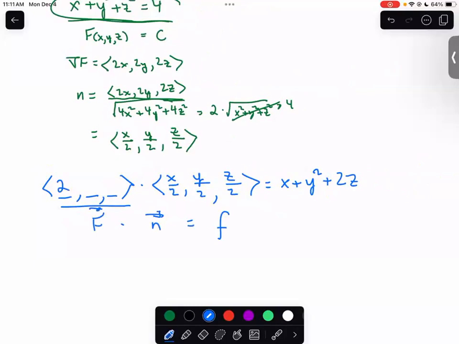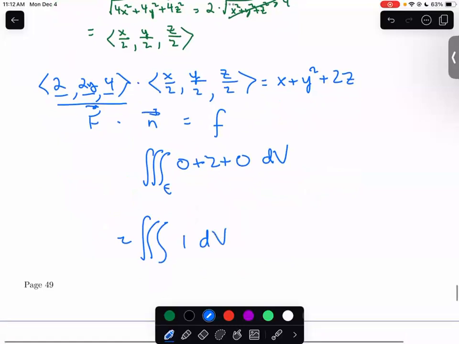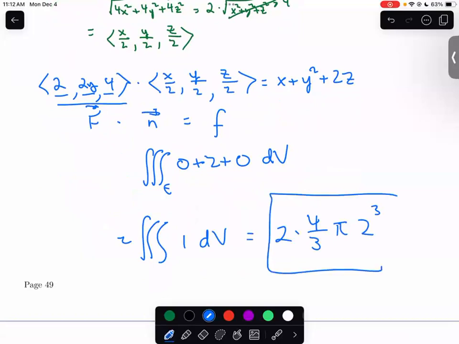What do you like for your second component? 2y, yeah. 2y, and that's because when you take that and you multiply it by y over 2, you get y squared. And then finally, I hope everyone likes 4 for the third component. Now that you know what your vector field is, the divergence of it is quite nice, right? The divergence of it is just going to be 0 plus 2 plus 0. Since we're on a sphere, we know the volume equation. 4/3 pi r cubed. Done.